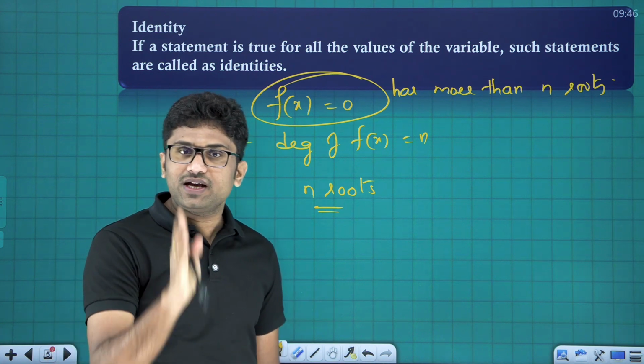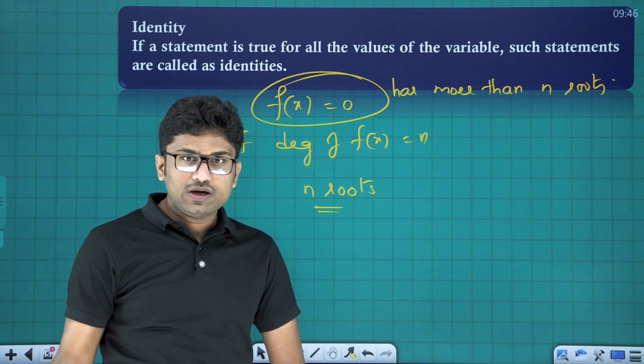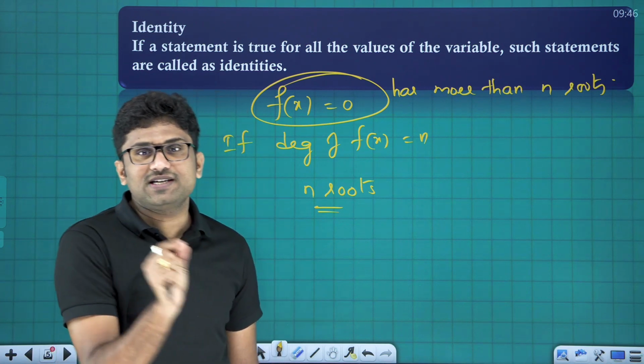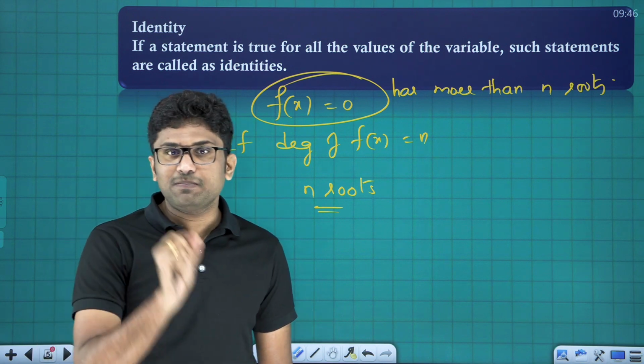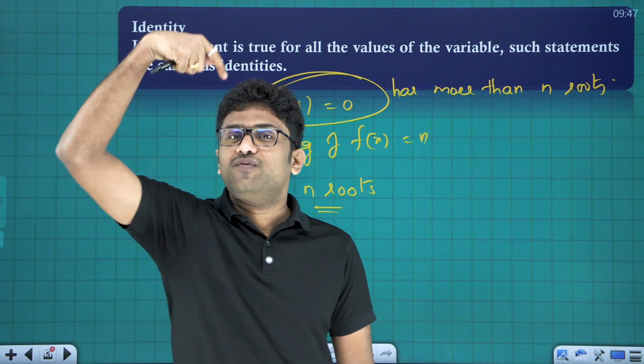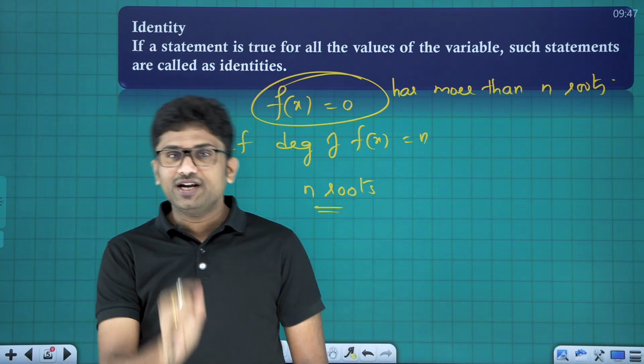A mathematical equation of degree n will have n roots for sure. If it has more than n roots, then such an equation is called an identity. That's it. In simple words, identity means if an equation of degree n has more than n roots, then such an equation is called an identity.